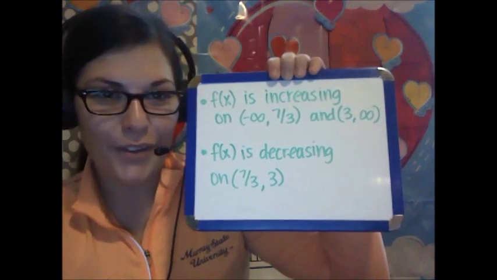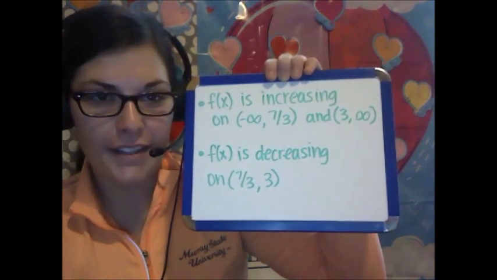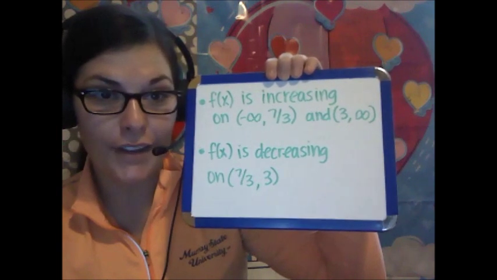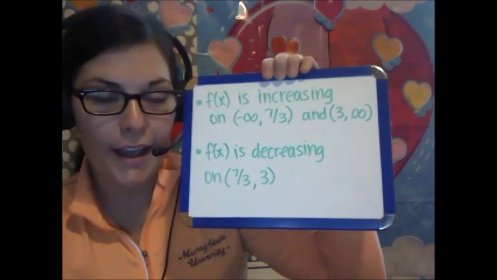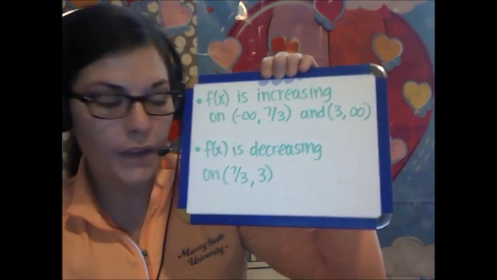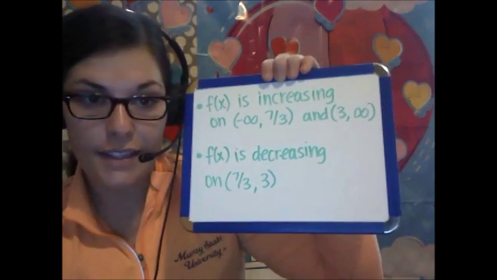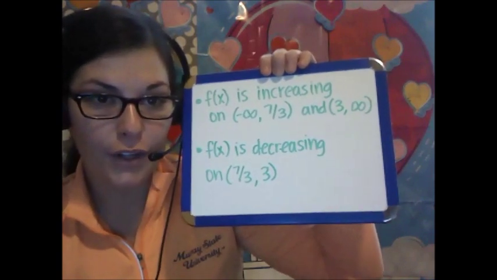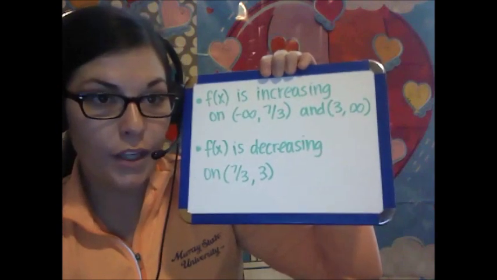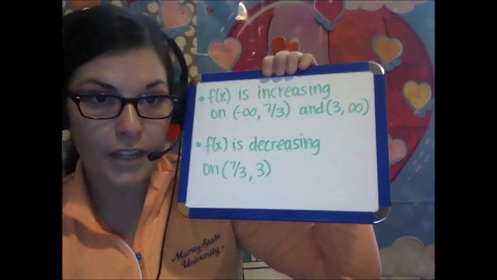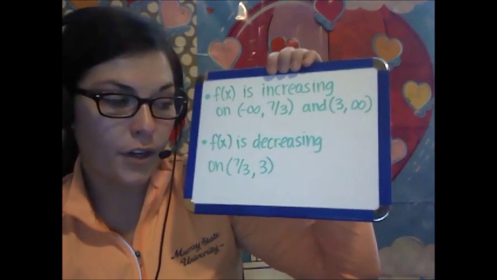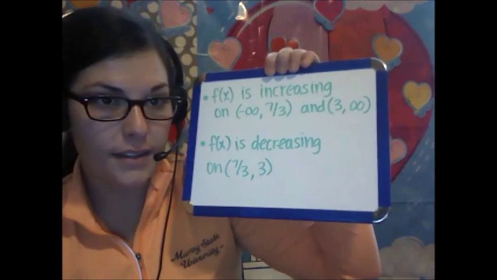To clean this up, I've written it one last time. I have f of x is increasing on negative infinity to 7/3 and 3 to infinity. We also have that f of x is decreasing on the interval 7/3 to 3. We can use our graph to verify this information. You can look at the zeros and see where is it above the x-axis, where is it below the x-axis.